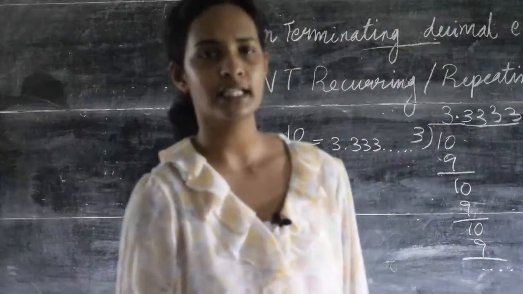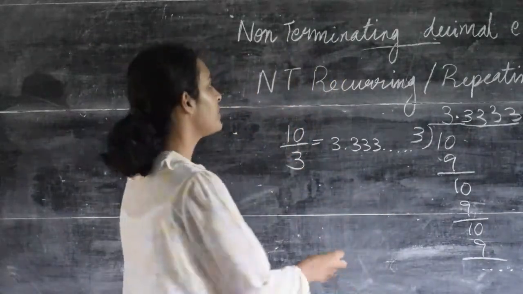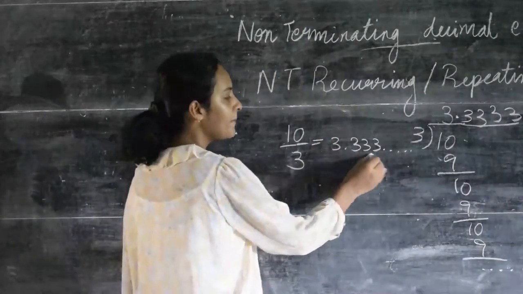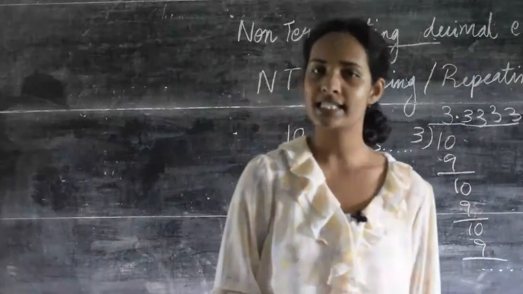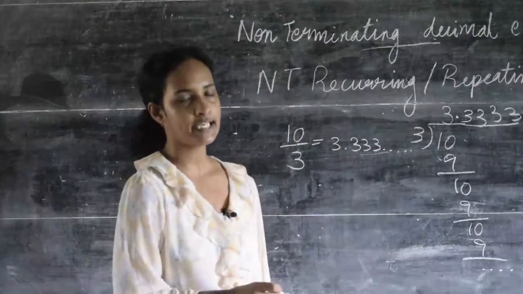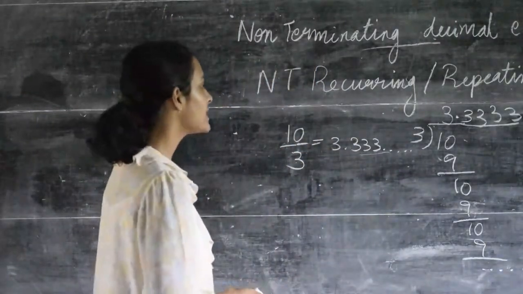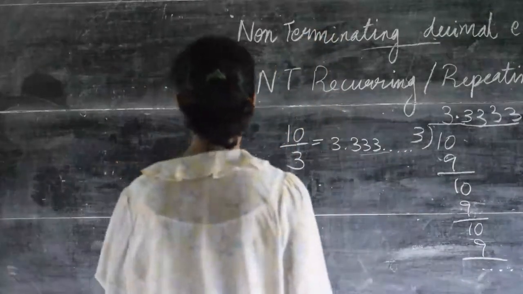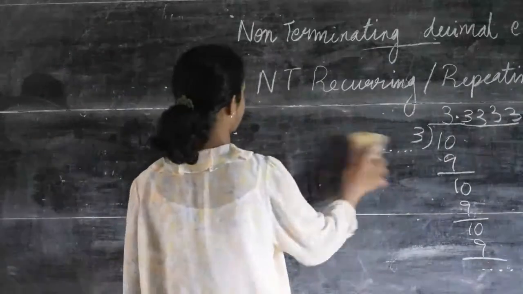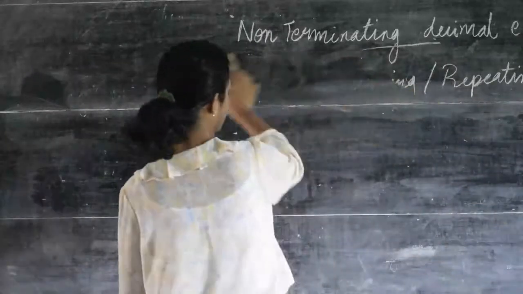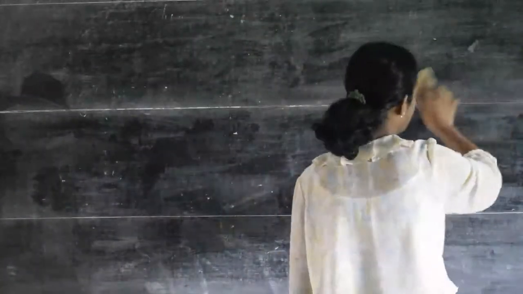So what is non-terminating recurring decimal expansion or non-terminating repeating decimal expansion? The decimal expansion where the digit keeps repeating and the expansion does not stop is called non-terminating decimal expansion. Alright, so this is what it is, right? Now let's take another example and see.